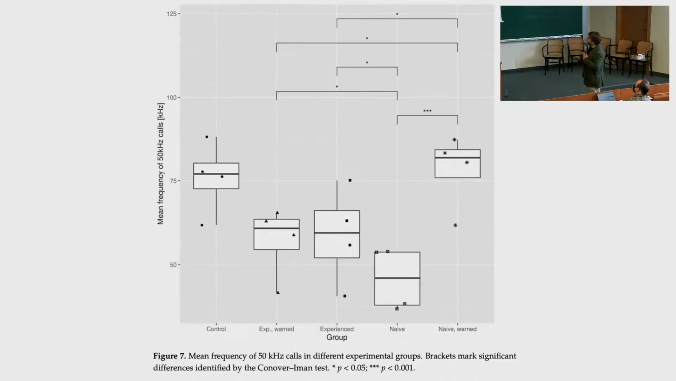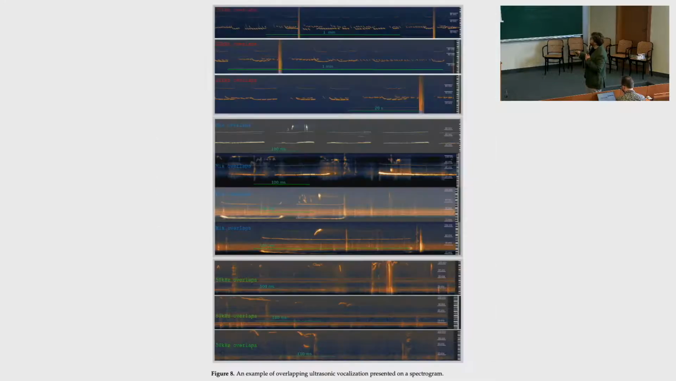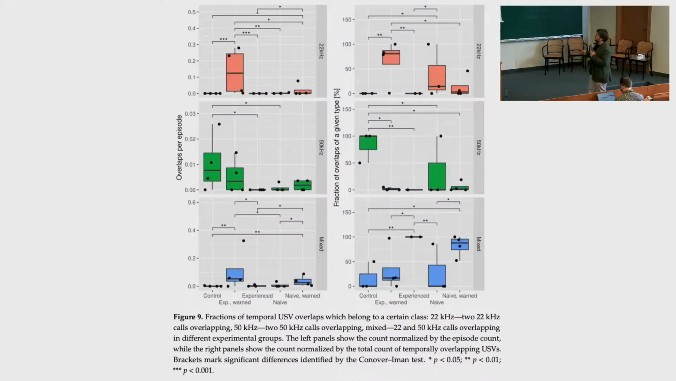And this is the mean frequency of the 50 kilohertz calls. The higher frequency of the 50 kilohertz calls was demonstrated by naive warned animals. So to understand what was happening, we analyzed the overlaps of the signals.